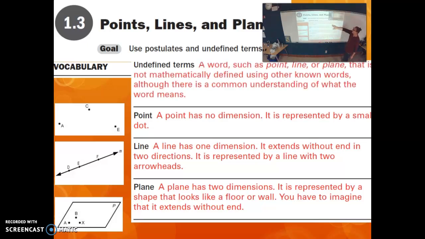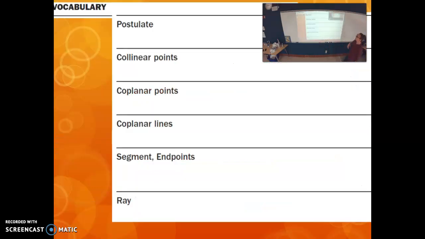An undefined term, such as point, line, or plane, is not mathematically defined using other known words, although there is a common understanding of what the word means. We're not going to hit undefined terms very much. Okay? Moving on, a postulate is a statement that is accepted without proof.